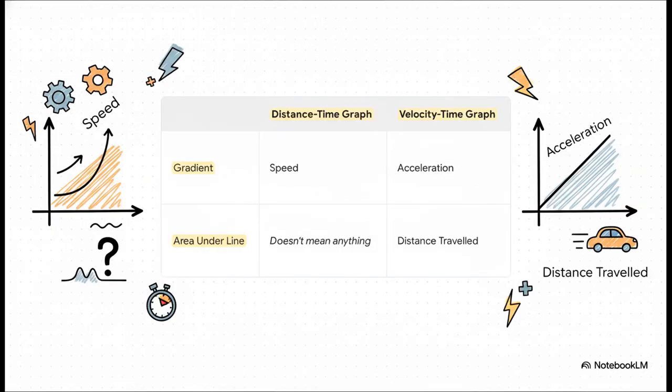And here it is. This is the one. The slide to screenshot, write down, stick on your wall. On a distance-time graph, the gradient is the speed. Simple. On a velocity-time graph, the gradient is the acceleration. And the area? Well, it means nothing for a distance-time graph, but for a velocity-time graph, it's the total distance traveled. This table is your secret weapon.